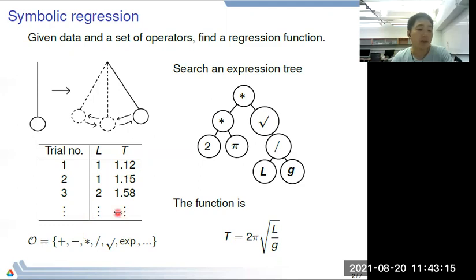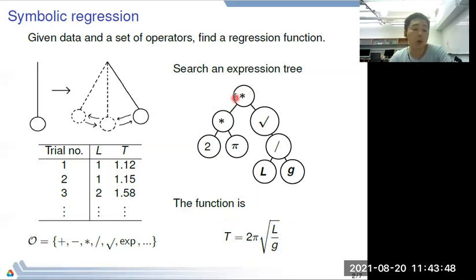Symbolic regression only takes the input data, and also just takes math operators. Then it will return some formula that explains the input and output as much as possible. So this is it. And usually to express this function, we use an expression tree. It looks like this. So we can express this function as a tree.